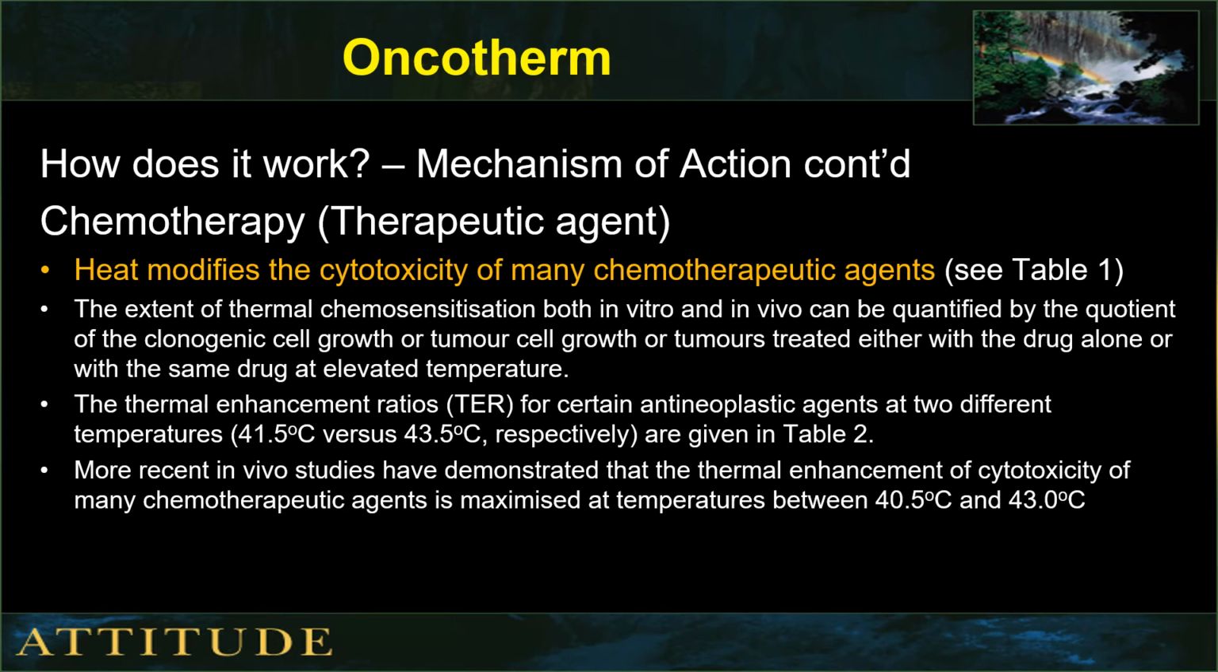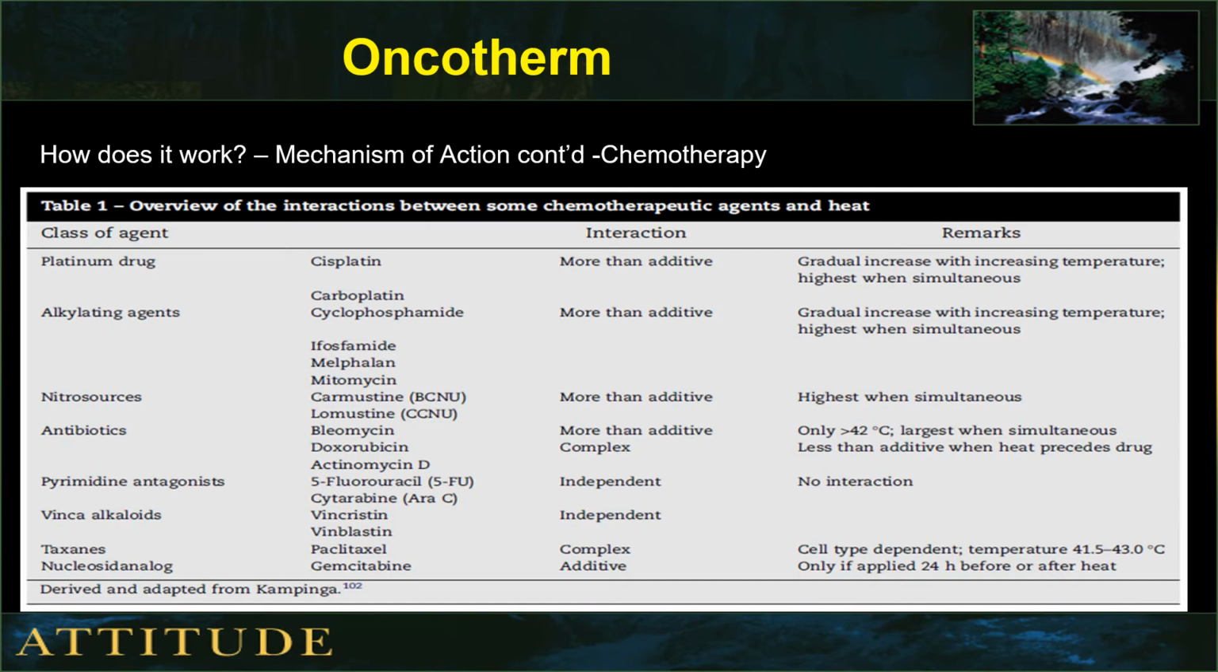So let's move ahead here. Now this is that table 1. I'm going to try to highlight this as best as I can. All this slide is indicating is, if we take these chemotherapeutic agents, as you can see, you've got platinum drugs, cisplatin, alkylating agents, nitrosoureas, antibiotics, pyrimidine antagonists, vinca alkaloids, taxanes, and nucleoside analogs right down here. Hopefully it's not too annoying what I'm doing. And then what they're trying to see is what kind of an impact you get just by heating it up.